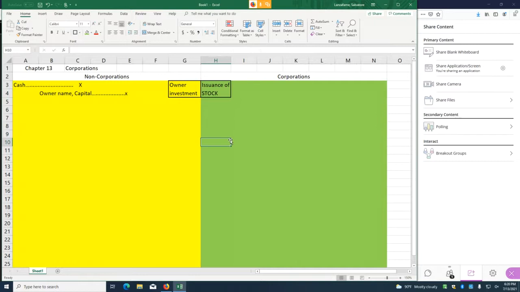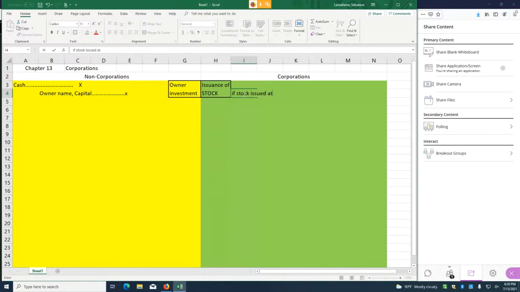When a corporation issues stock, that's like giving ownership to these owners. So owners buy stock and now they become an owner in the business. There are two different ways that you're going to see this ownership of stock journalized. One way is if the stock is issued at par, and the other one is if the stock is issued above par.